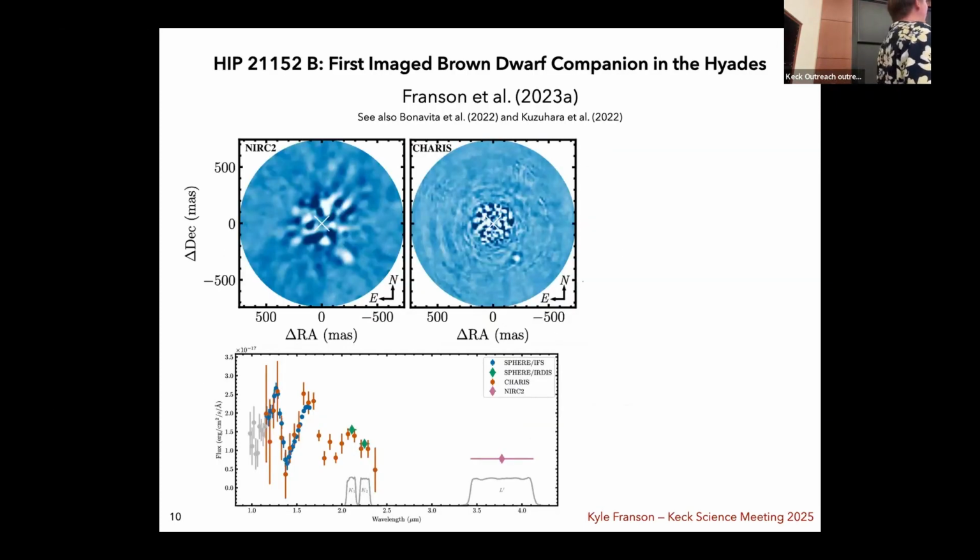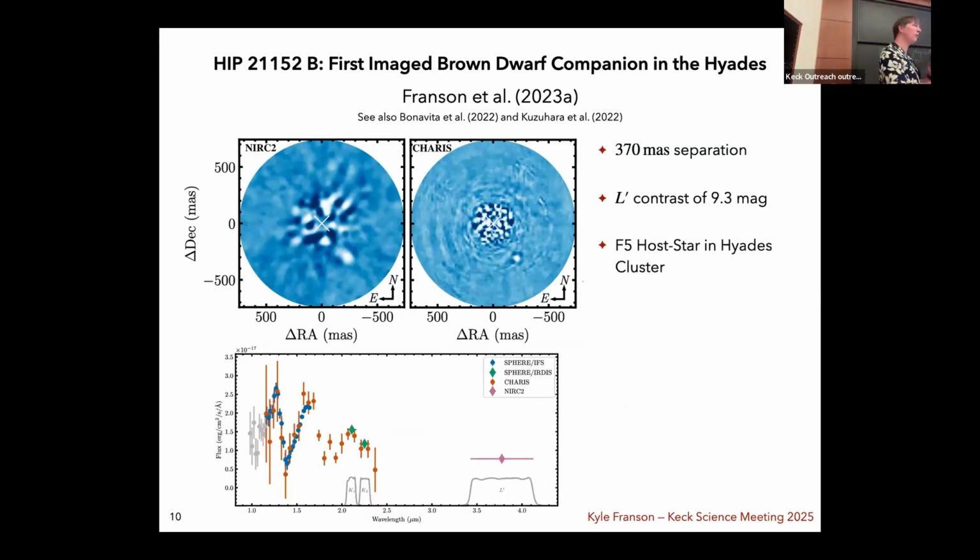Well, a couple of years ago at the Keck Science Meeting, I talked about this discovery, HD 21152 b, the first imaged brown dwarf companion in the Hyades cluster. This is a companion that was independently discovered as well by two other teams. That's been a theme for the style of targeted high contrast imaging search. It has a separation of a little under 400 milliarcseconds, an L-band contrast of 9 magnitudes. It's orbiting a host star.